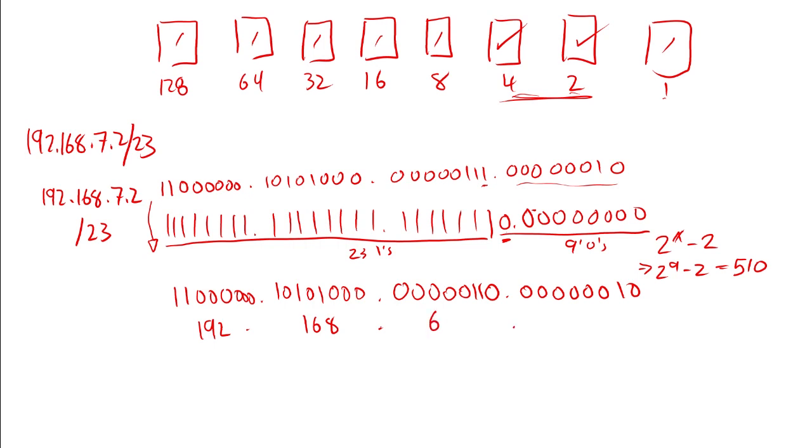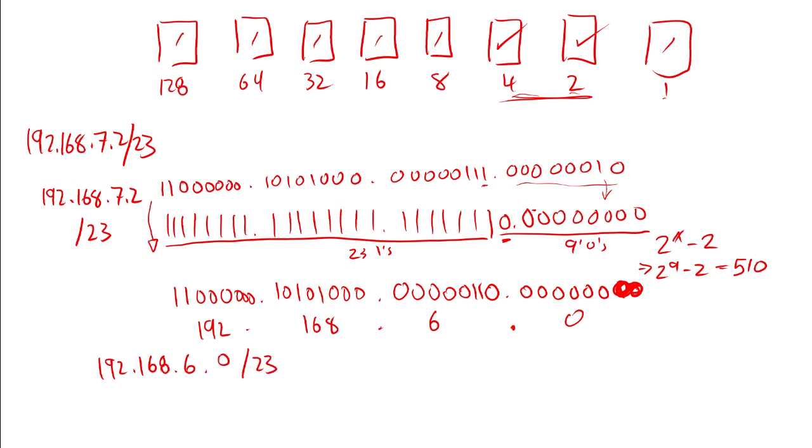And then here, you can do the same thing. Whoops, I messed up. This should have been a 0, because we should not have carried the 1 here. So this is all zeros, so 0. So our network in this case starts at 192.168.6.0, and it's a slash 23.